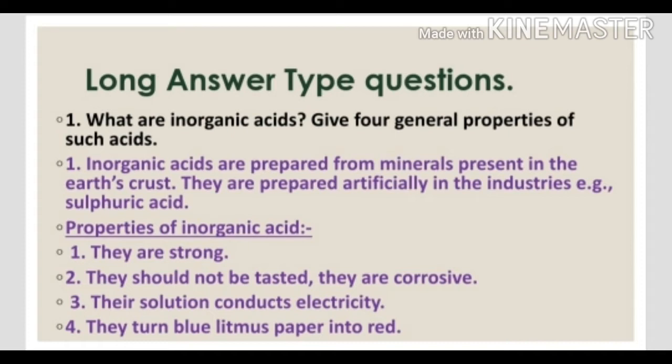Come to third point, their solution conducts electricity because they are acids and they are strong acids, so they produce hydrogen ions in their solution and their solution conducts electricity. Come to the fourth point, they turn blue litmus paper into red. When the blue litmus paper is dipped in them, it turns red. So these are the properties of such inorganic acids.